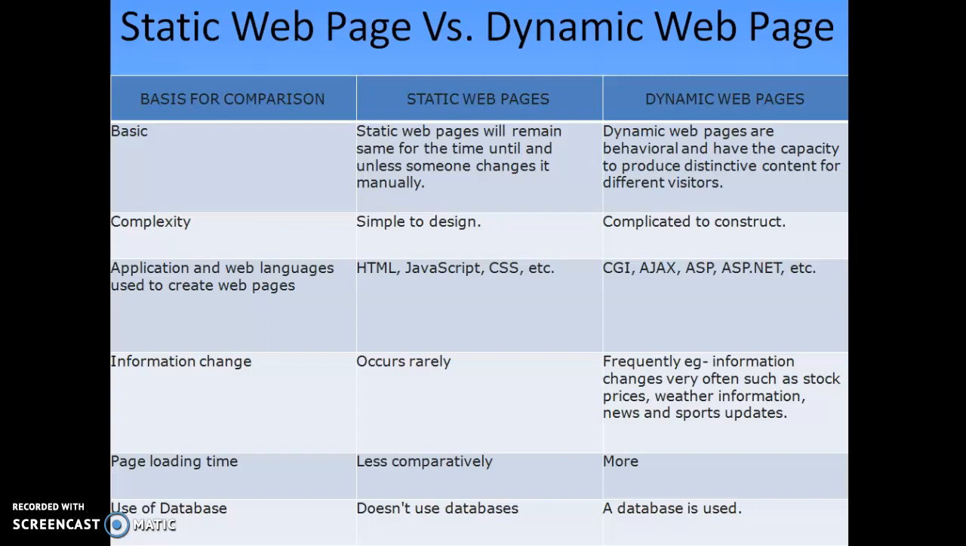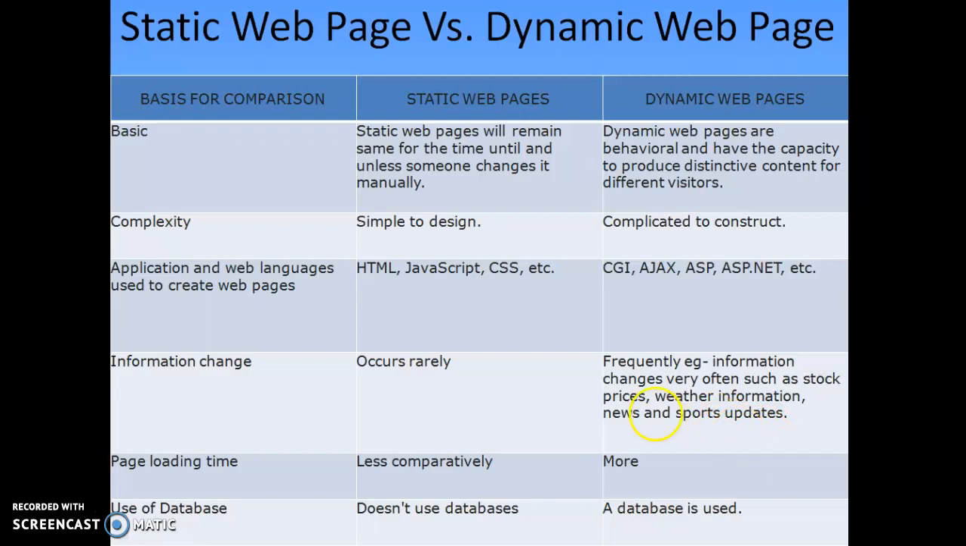And to construct static web pages, we use HTML, JavaScript or CSS languages, whereas to construct dynamic web pages, CGI, AJAX, ASP, ASP.NET, etc. languages are used. In case of a static web page, information, as I already told you, is changed rarely, but in dynamic web pages it's changed frequently. For example, information like the stock market, weather, news or sports updates, you can see these things keep on changing.